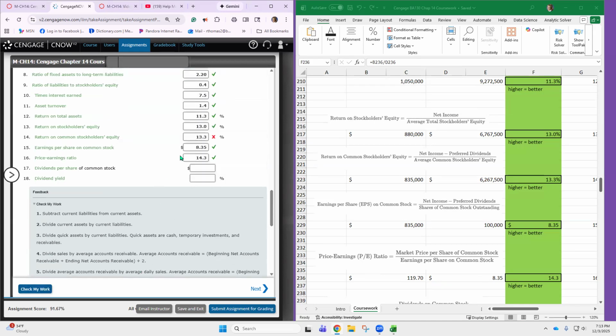Okay, the last, hang on. Return on common stockholders' equity. I put 13.3. Let me take that out a little further and see what it's doing.